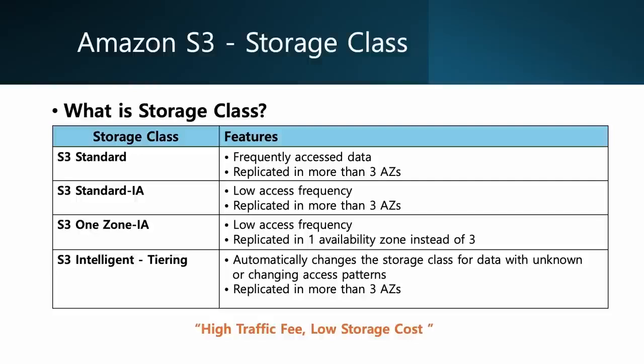Next is Intelligent Tiering. We measure the usage frequency of objects stored in S3. If you use this storage class without knowing the details, AWS automatically checks the usage frequency and converts the storage class. This storage class also replicates objects to 3 AZs by default. These storage classes are split for cost efficiency. You should check the usage frequency or availability of the object and select the storage class to use.